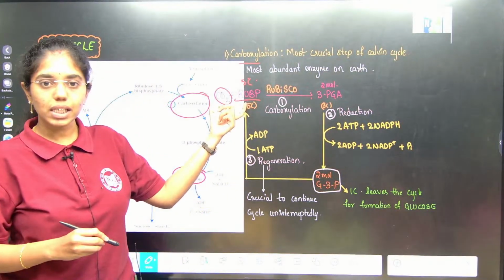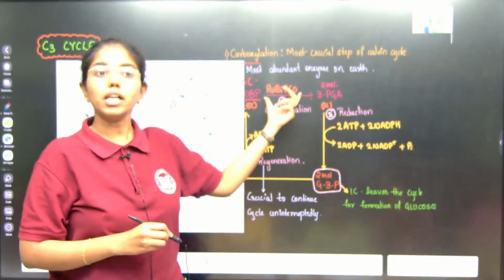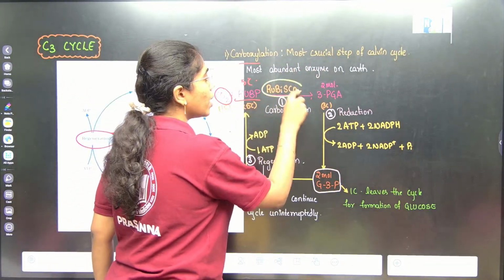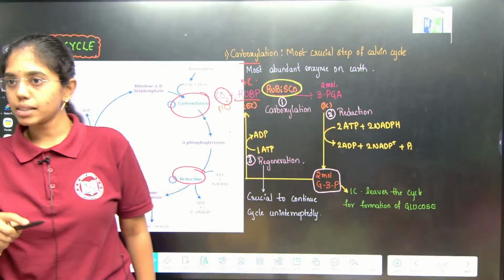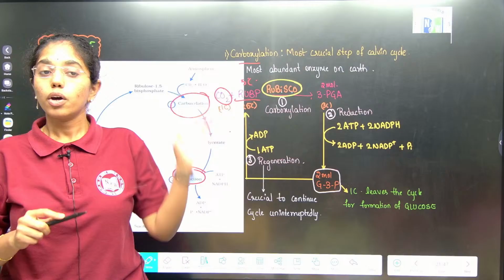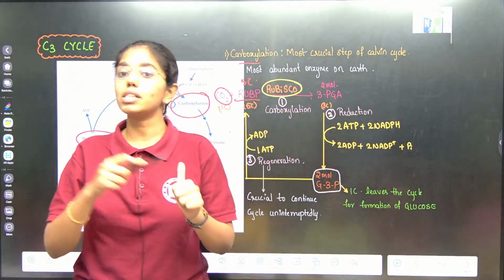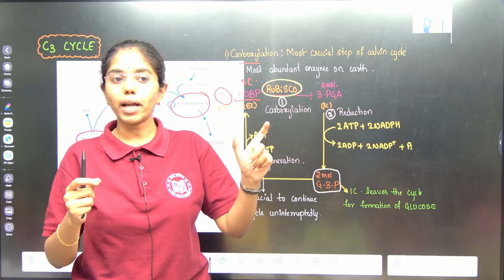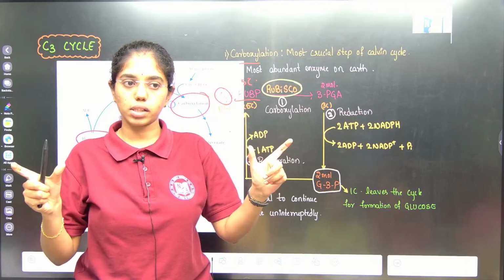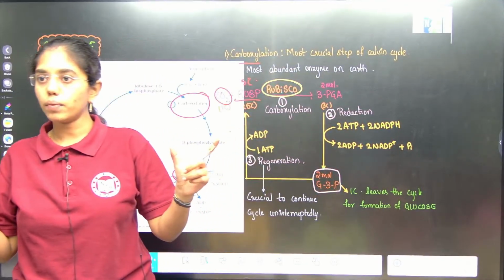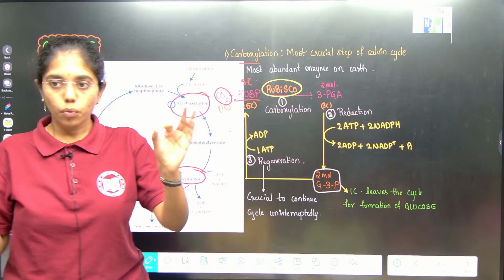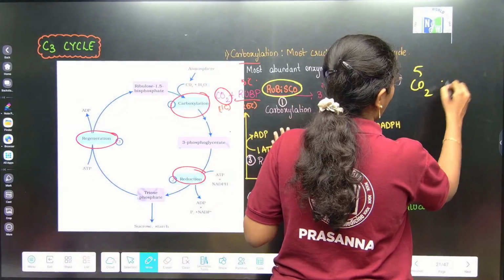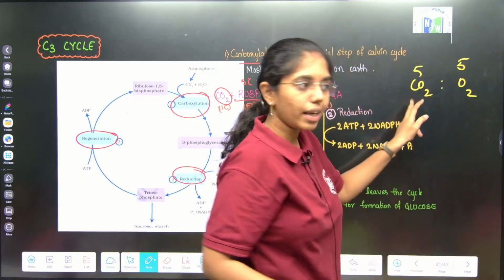And this reaction is catalyzed by what? The enzyme Rubisco. Key factors about Rubisco that you have to know. Rubisco is the world's most abundant enzyme. The name itself says ribulose bisphosphate carboxylase oxygenase. This enzyme has equal affinity to bind with oxygen and carbon dioxide. For example, there are 5 molecules of carbon dioxide and 5 molecules of oxygen, equal ratio.